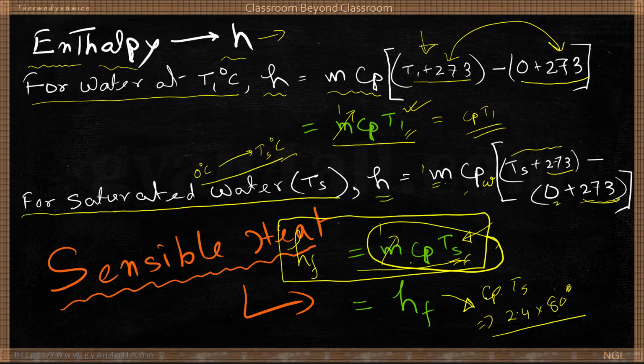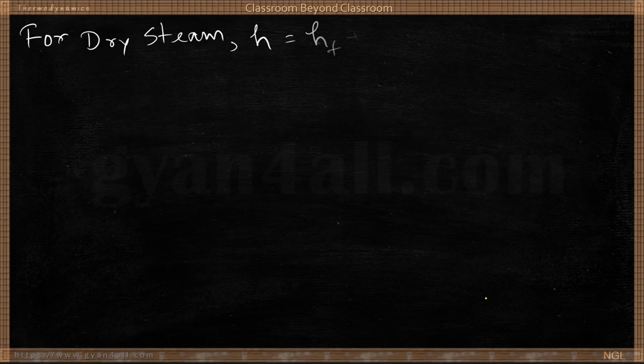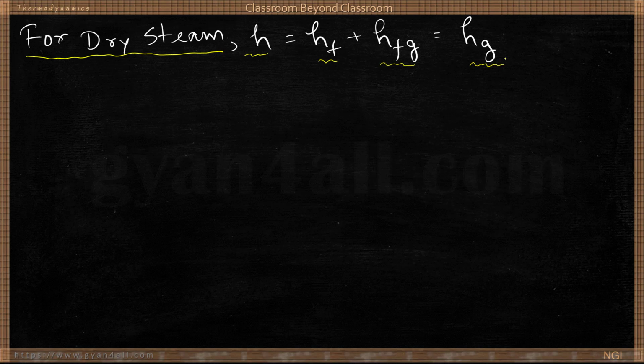That is sensible heat. That is also called enthalpy of saturated water. Sensible heat is called enthalpy of saturated water. Now, enthalpy of dry steam, we discussed. We are only revising the things we have discussed earlier. For dry steam, H is equal to Hf, sensible heat, plus latent heat, that is equal to Hg.